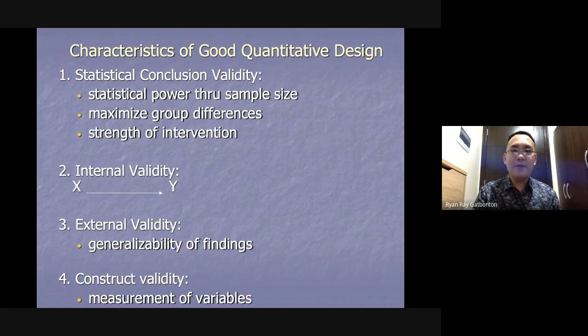Okay? On the other hand, when we talk of external validity, this refers to the generalizability of your findings. If the findings that you have from your sample size is applicable or generalizable to the population it represents. Okay? And fourth characteristic of good quantitative design is your construct validity, or the measurement or how you measure your variables. This pertains to the type of questions, questionnaires, data collection tools that you use for your study.